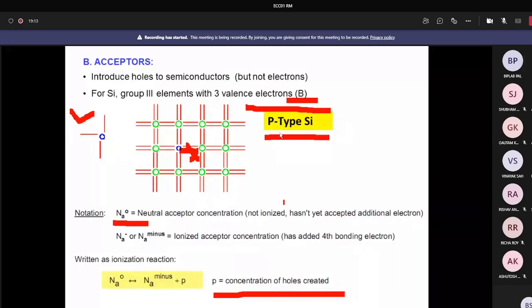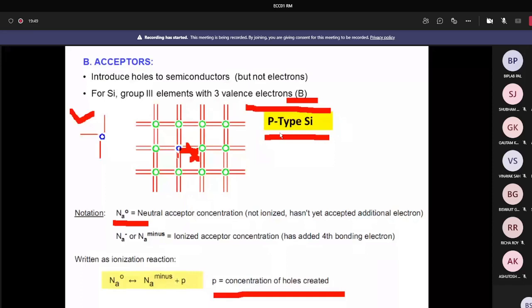Sir, formation of hole. During formation of a hole, does the covalent bond break? There is a shortage of covalent bonds here. Then the silicon will be unstable, because the number of bonds is breaking? No, you will see the charge neutrality will be maintained here.